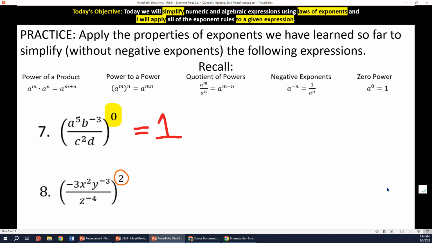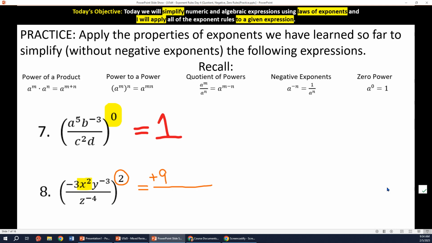Number 8, there's a little more work I have to do. I have to raise everything in here, the negative, the 3, the x squared, the y to the negative 3, the z to the negative 4, to the 2nd power. So let's look at that. When I raise the negative to the 2nd power, negative times negative is positive. When I raise the 3 to the 2nd power, 3 squared is 9.